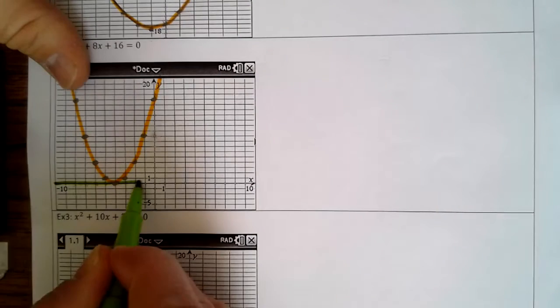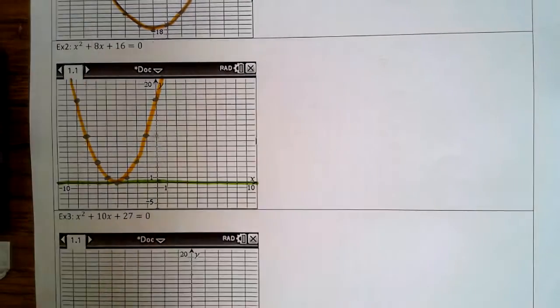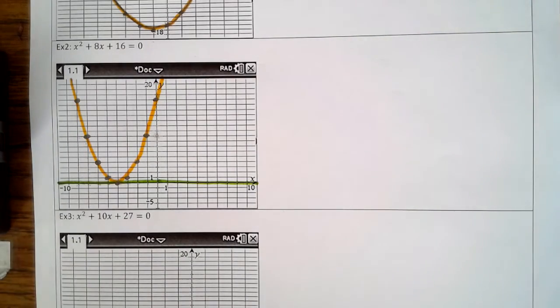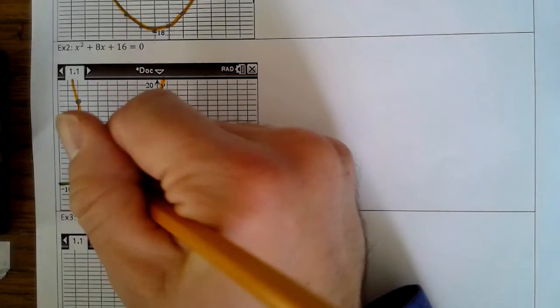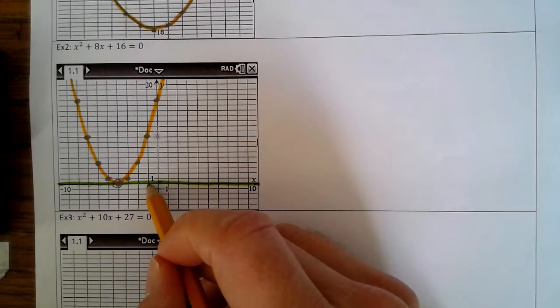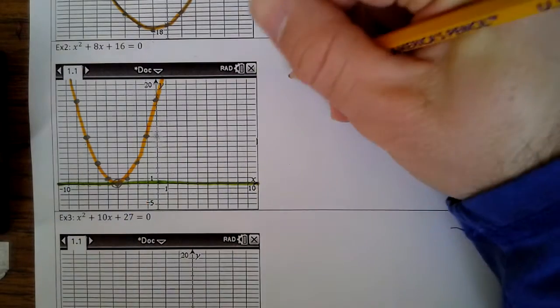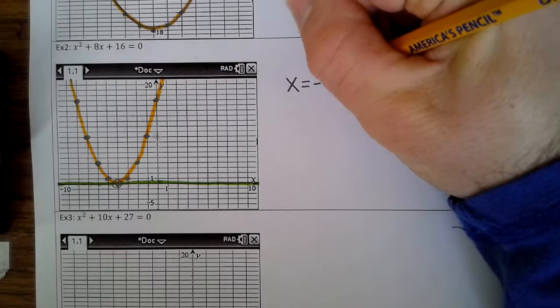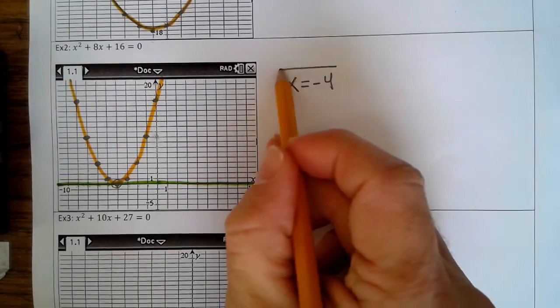Now our solution is the point at which they intersect, and that's this point right here. So that's -1, -2, -3, -4. So x equals -4. All right, let's take a look at example 3.